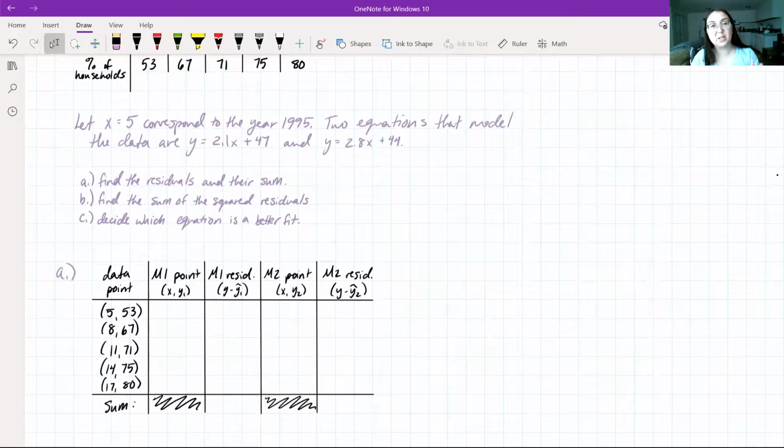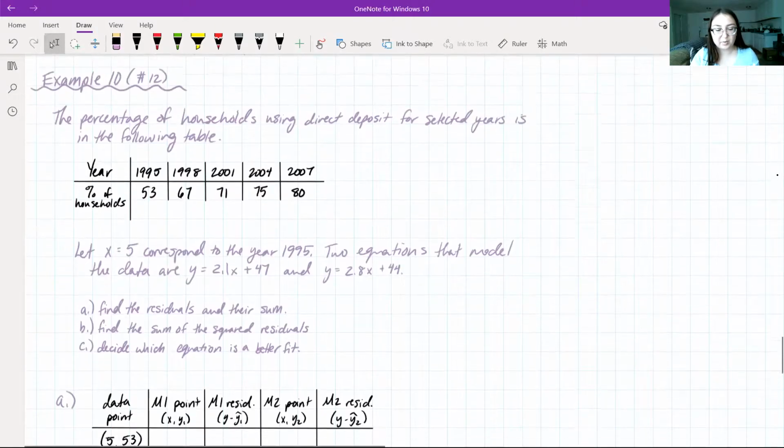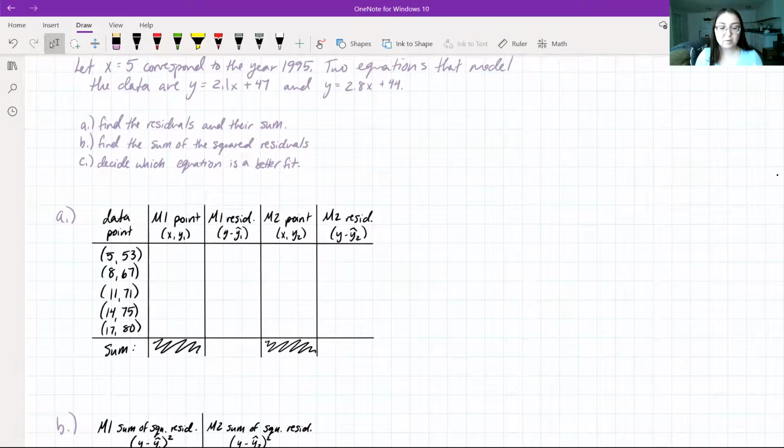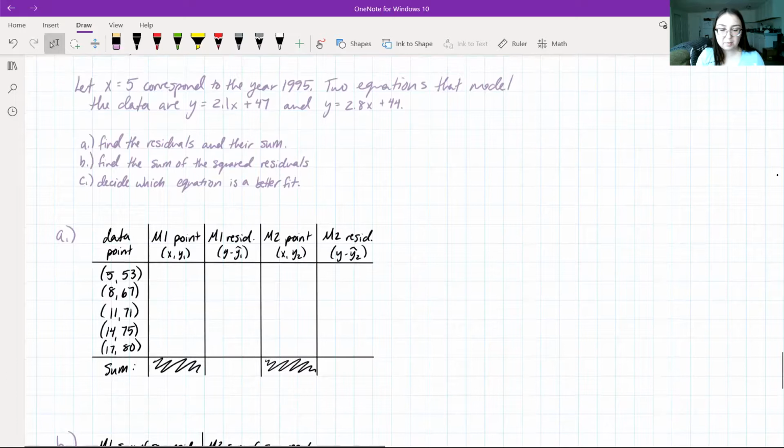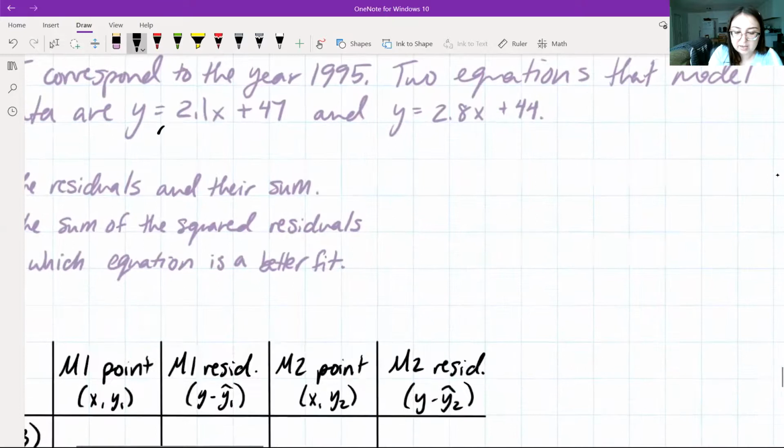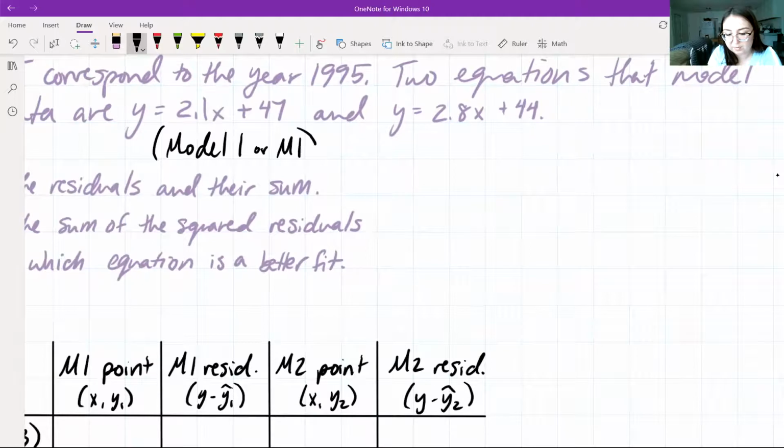So we see we have the actual data points here on the left-hand side. We have 5, 53, 8, 67, 11, 71, 14, 75, and 17, 80. And these numbers correspond to the actual years. So now what we're doing, and our M1 means model 1, or equation 1, and that's going to be y equals 2.1x plus 47. So I'm going to say model 1, or M1. And our second equation is going to be model 2, or M2.